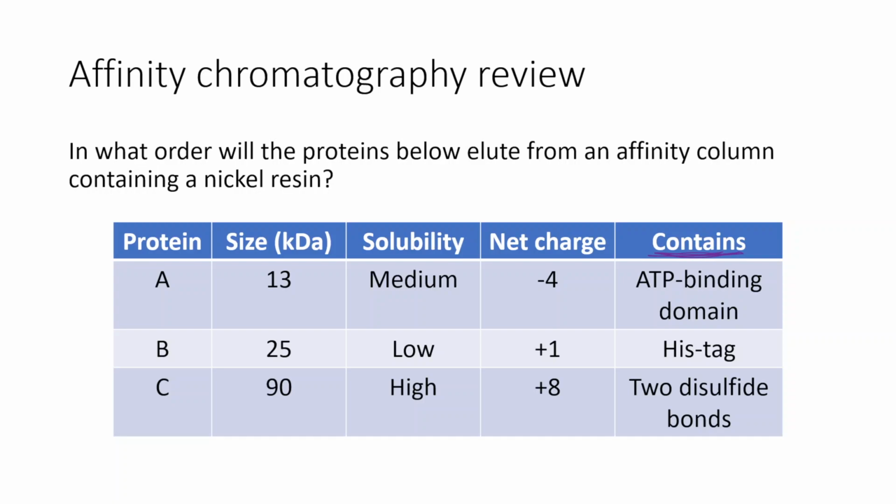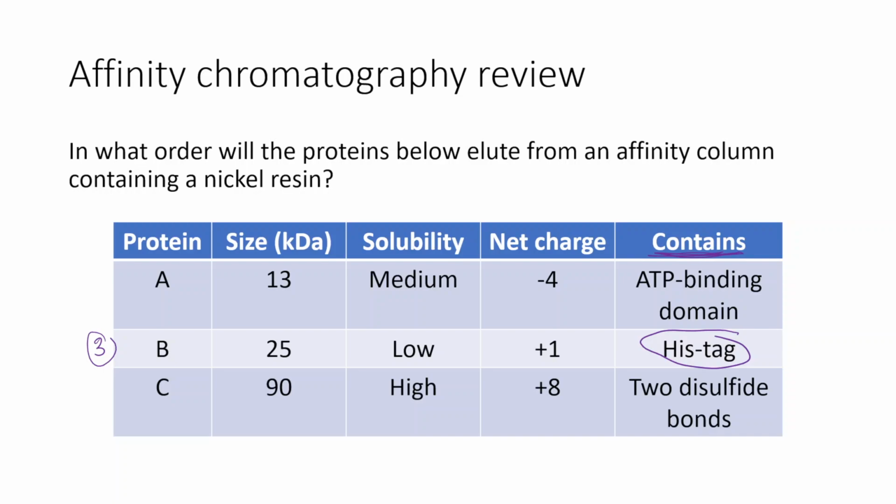So if you have an affinity column with nickel, which protein will come off first? Or maybe I should flip it around and say which protein will stick to the nickel resin? Exactly. So this His tag protein is a really strong binding partner for nickel. So this protein B is going to stick to the column. It's going to come off last, right? So it's number 3. Then we have these other 2 proteins, A and C. They don't have a His tag.